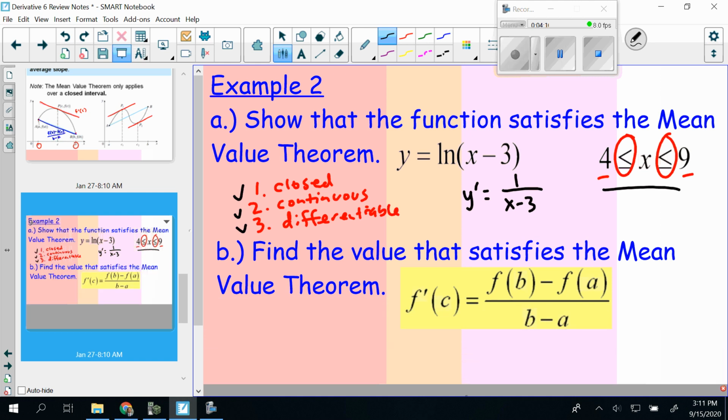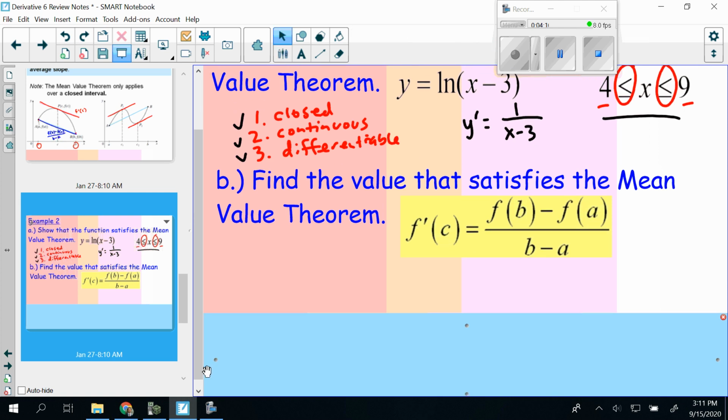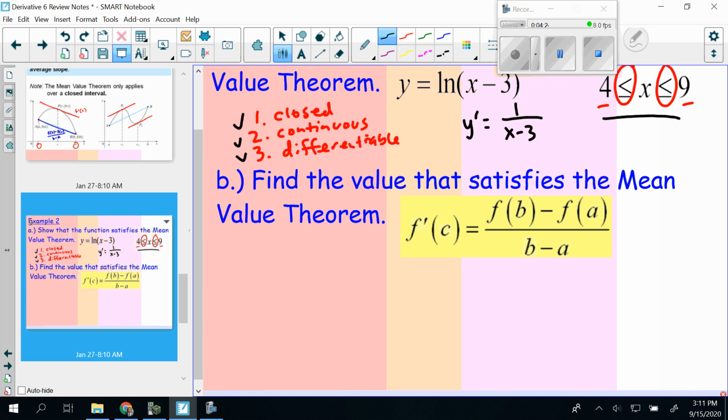So now let's actually apply the mean value theorem to this and find out what we get. To apply the mean value theorem, we want to set that derivative equal to the average rate of change here. So we found our derivative already. Our derivative was 1 over x minus 3 in this case. So if we want to have c as our thing, that's fine. We'll just change this to a c.